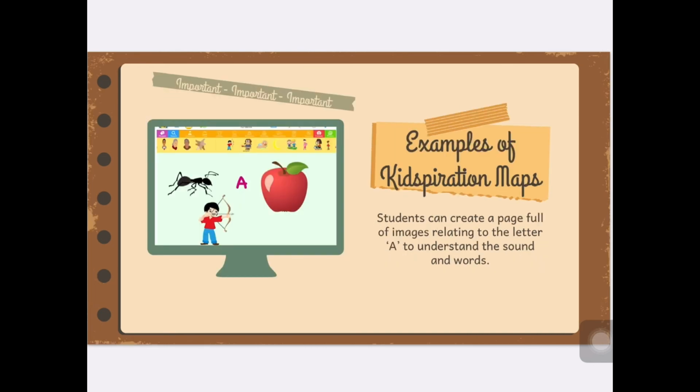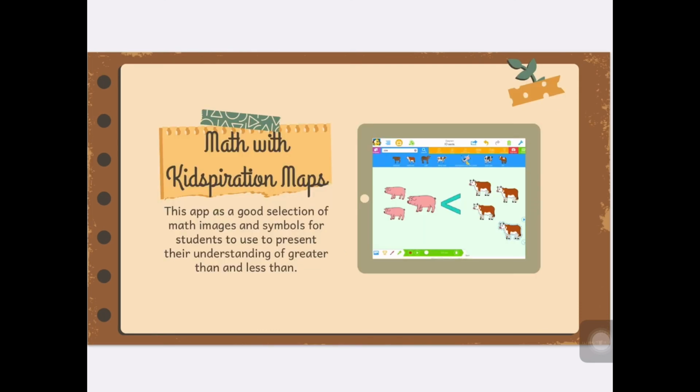Now some examples of Kidspiration maps. So as you can see, it's more focused on images, so it's better for younger students. Students can create a page full of images relating to the letter A to understand the sound and the words. Example with math: math with Kidspiration maps. The app is as good. There's a good selection of math images and symbols for students to use to present their ideas, their understanding of greater than and less than, as you can see there.